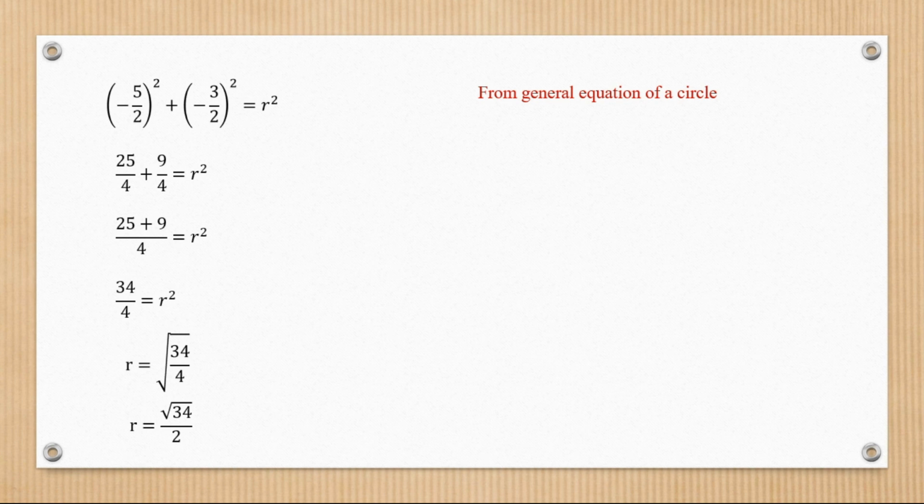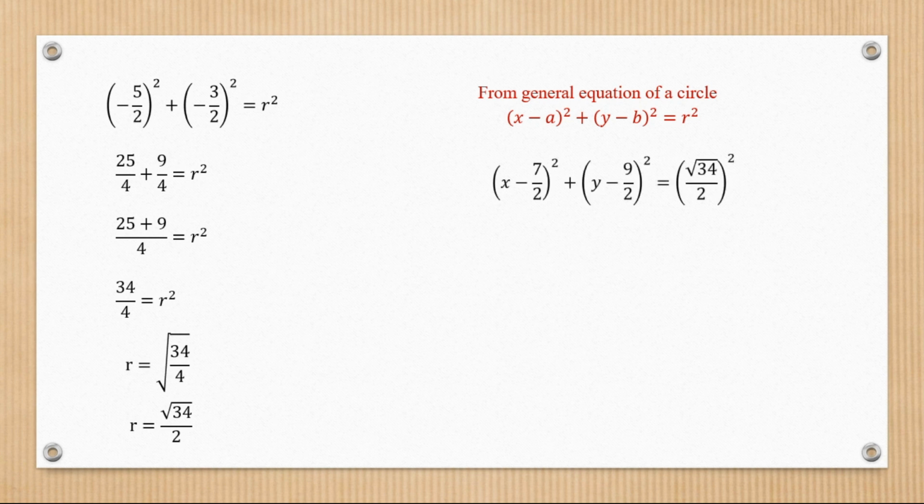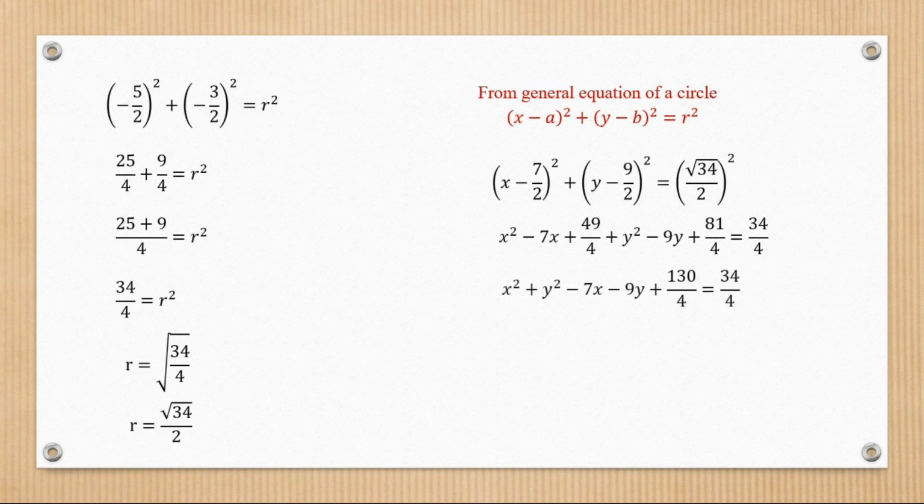So now from the general equation of a circle, I can now find the final equation. So we know the values of a and b, we know the coordinates of the center, and we know the value of the radius. So we're going to plug those in, and this is what I'll have. So now when I expand this bracket here, I'll have x squared minus 7x plus 49 over 4. Expand this and I have y squared minus 9y plus 81 over 4 being equal to, this will now be 34 over 4.